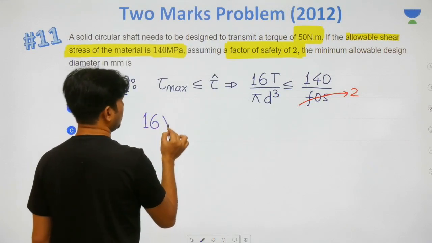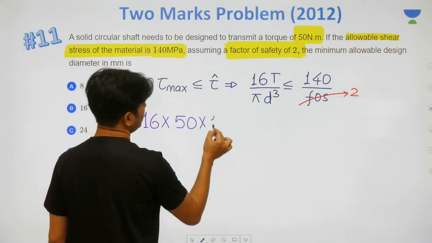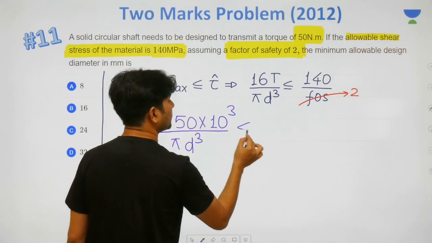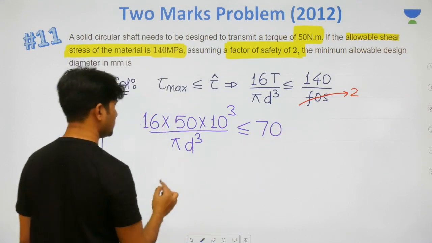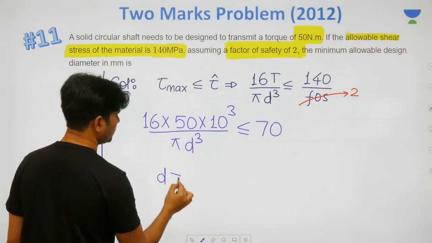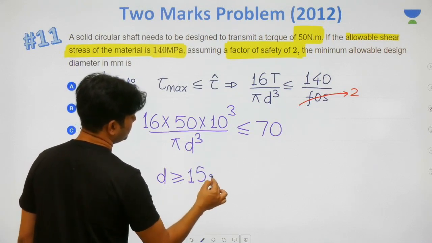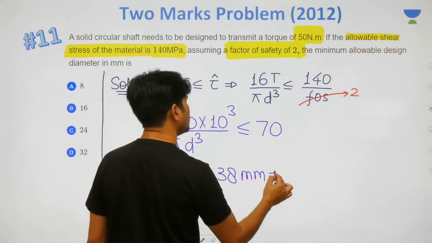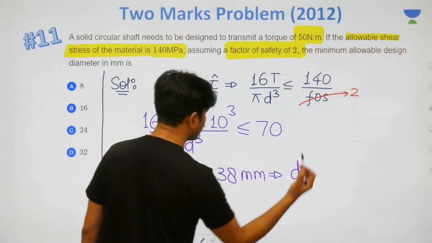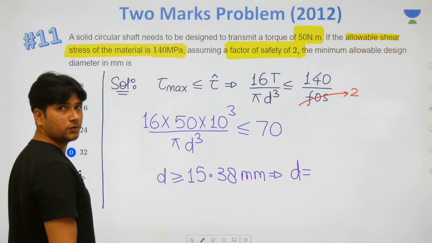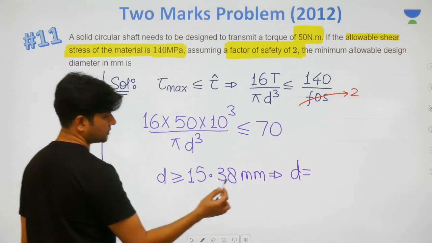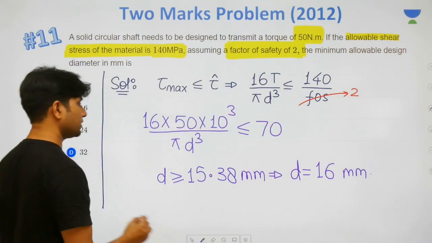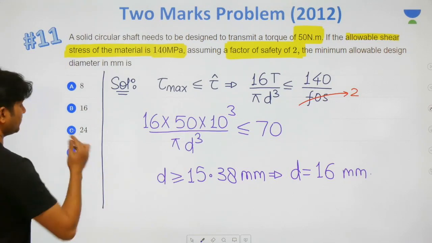I get the T value, which is already known to me, 50 Newton meter. And then, my dear friends, on the right hand side we have 70. If you solve this, you'll get D must be more than 15 point something. I suppose 15.38 around. And then you can go for the nearest greater value. Why the nearest greater value? Because you're getting a greater than sign. So you can go for the nearest greater value.